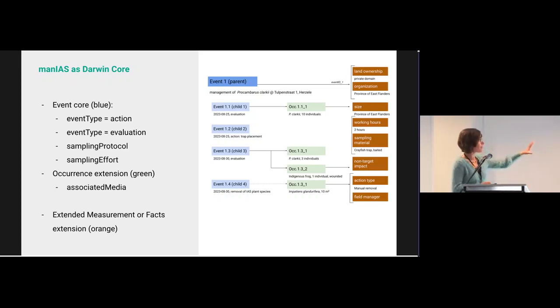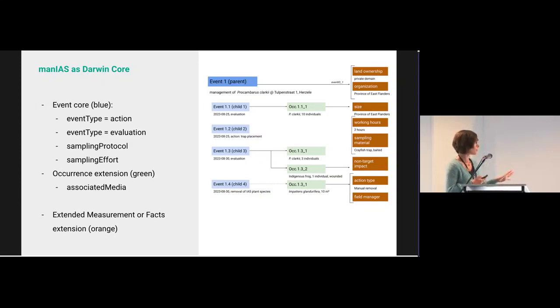But then, you could have linked to your parent event information about land ownership, more information about your organization. So perhaps multiple partners work together on one event, so you want to mention which organization was involved in this particular event. You want to report on size. Again, it's the same information: working hours, sampling materials, non-target impacts, the field manager, and their role in the field. What is it, a volunteer? A field manager working for an organization?